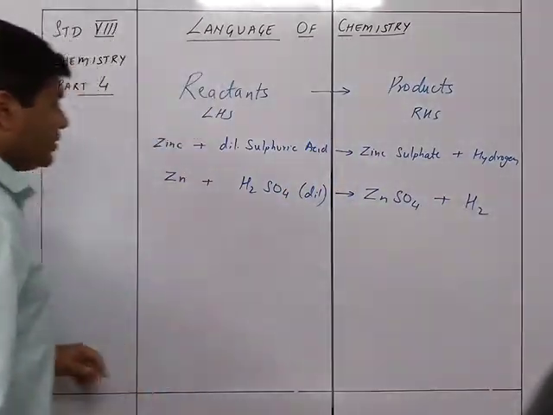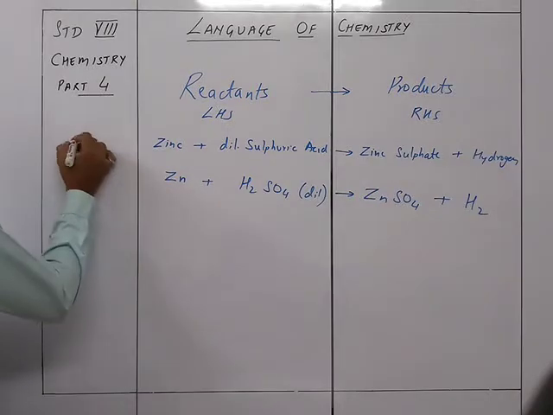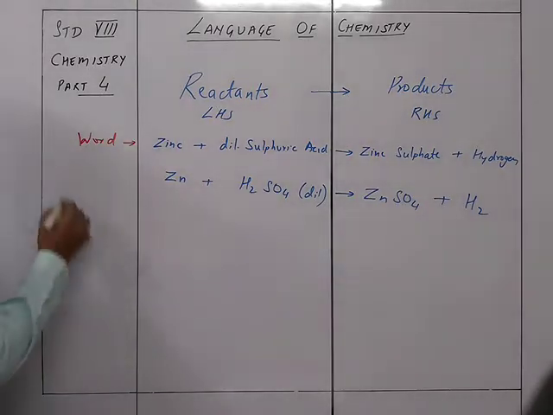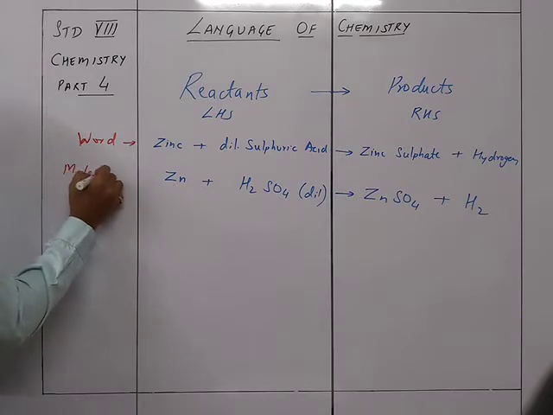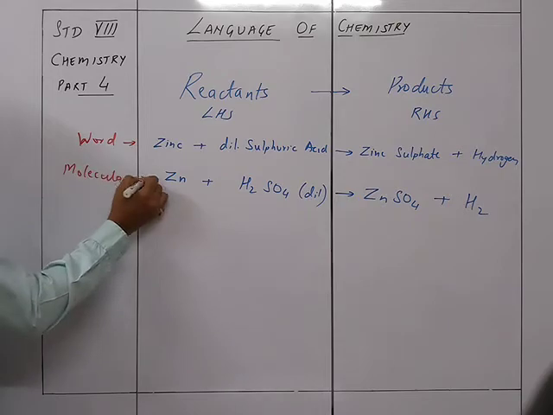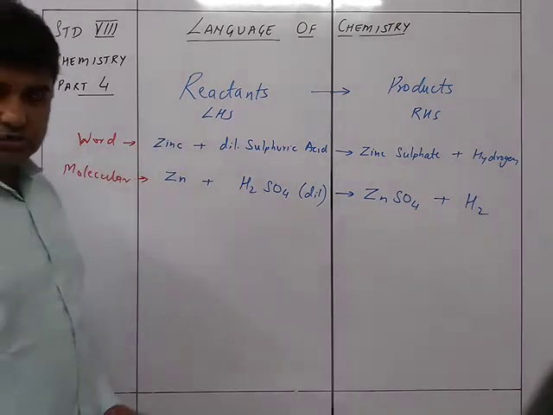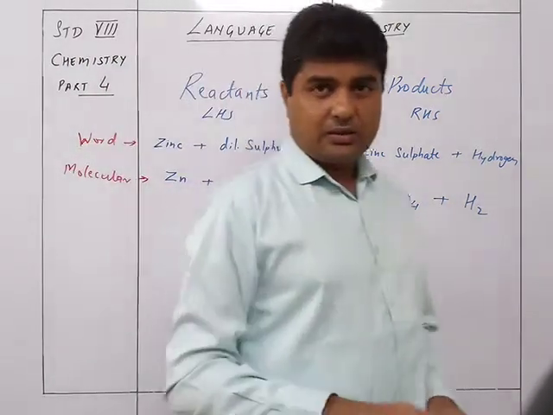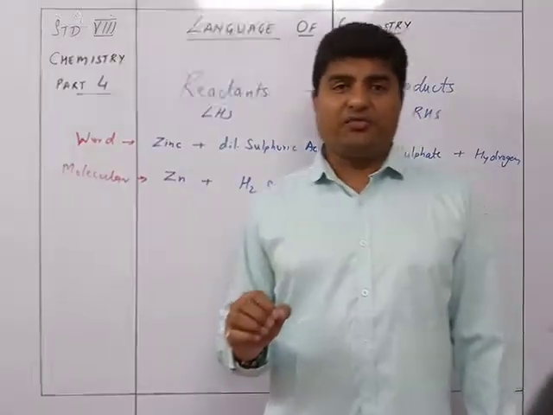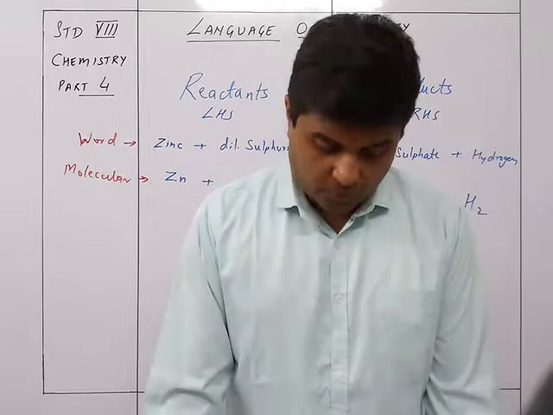The one which we have written over here is called the word equation, and this is called the molecular equation. When you are writing everything in words, it is a word equation, and when writing everything in symbolic form, it is the molecular equation.